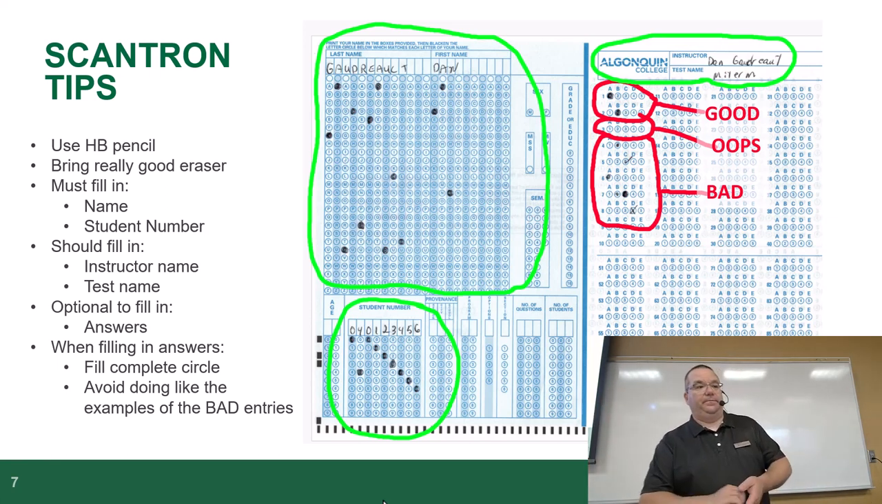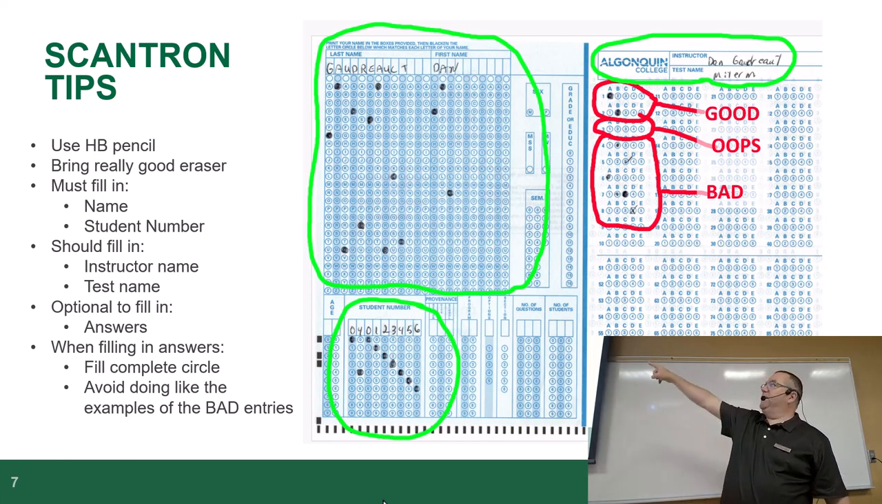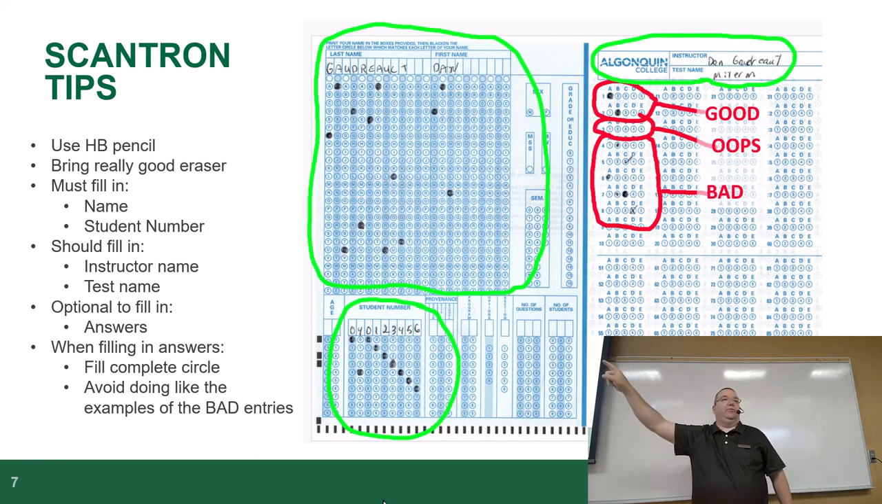So use a pencil. Bring a really good eraser, because that's the typical tip. You must fill in your name and your student number. Notice I wrote my name and I filled in the bubbles. Scantron can't read your letters. Make sure you fill in your bubbles. I'll be checking them before you leave.